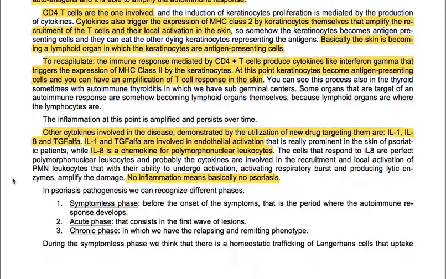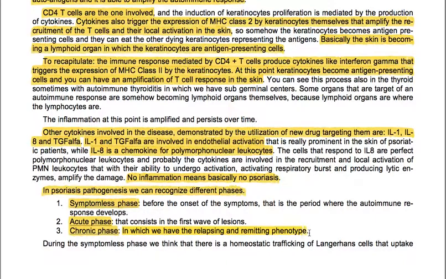In psoriasis pathogenesis, we can recognize different phases. We have a symptomless phase, which is before the onset of the symptoms. That is the period where the autoimmune response develops. We have an acute phase that consists of the first wave of the lesions, and we have a chronic phase in which we have the relapsing and remitting episodes.